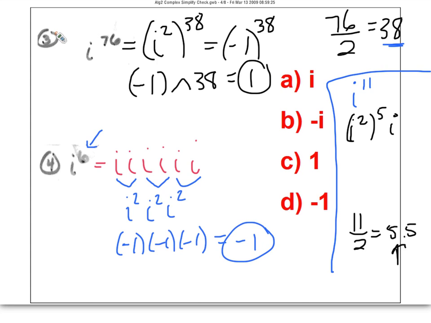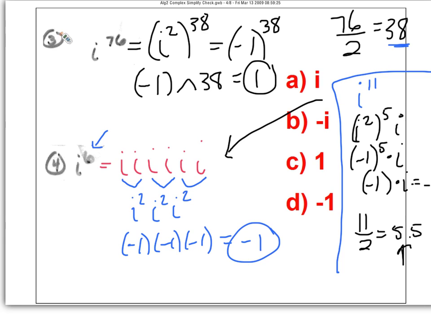If you're having a hard time seeing this, just do i to the 11th power like you would do this one. Write it out longhand and find your groups. Now I'm going to finish. i squared here is -1 to the 5th power. Don't forget this i is sitting out here. Now -1 to the 5th power is -1 times -1 times -1 times -1 times -1, which is -1. And then when you multiply it by the remaining i, you will get your final answer of -i.